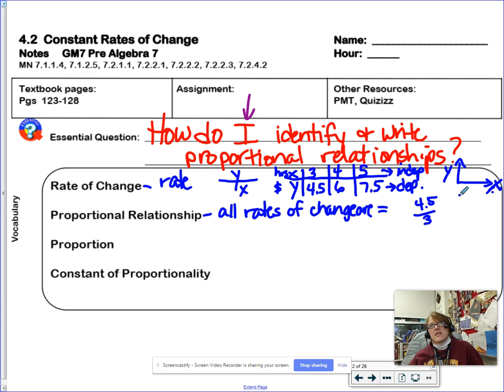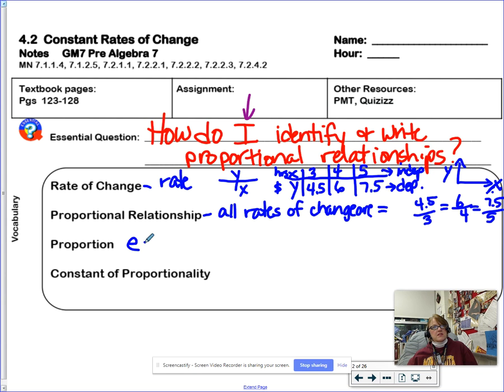If I told you to take 6 divided by 4, if I told you to take 7.5 divided by 5, and you simplified all of those values, you get exactly 1.5. And hot diggity, they're all the same. So you could say, hey, this relationship illustrated in that table is proportional. Cool. Now, what is a proportion then?